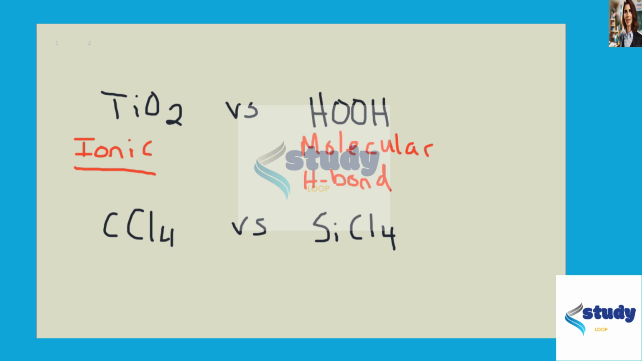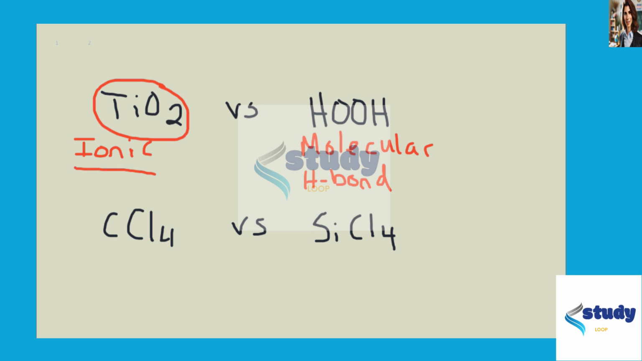So because we're talking about the interaction between two straight charges as opposed to dipole moments that we're going to be getting with the hydrogen bonding in hydrogen peroxide, titanium oxide is going to have the higher molecular forces holding it together, which means it's going to require more energy to break up those forces, giving titanium oxide the higher melting point. Now, if we move on to part B, we're comparing carbon tetrachloride to silicon tetrachloride.